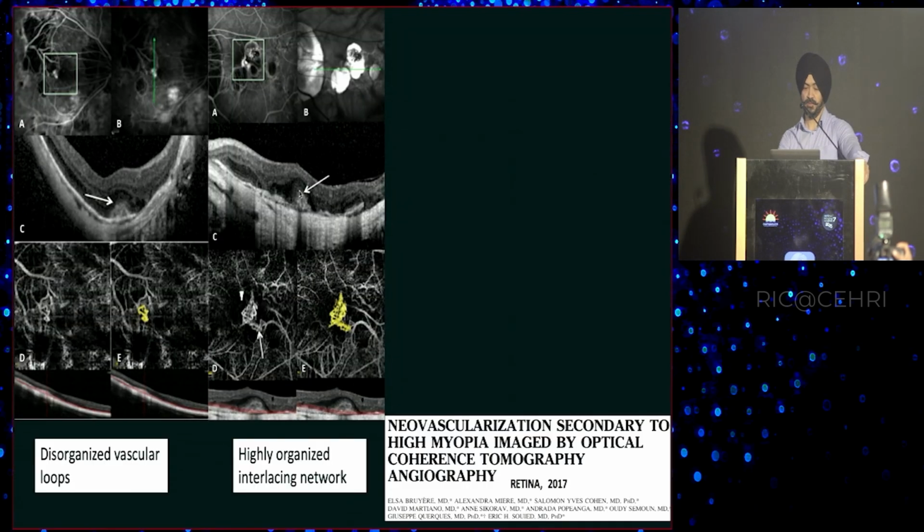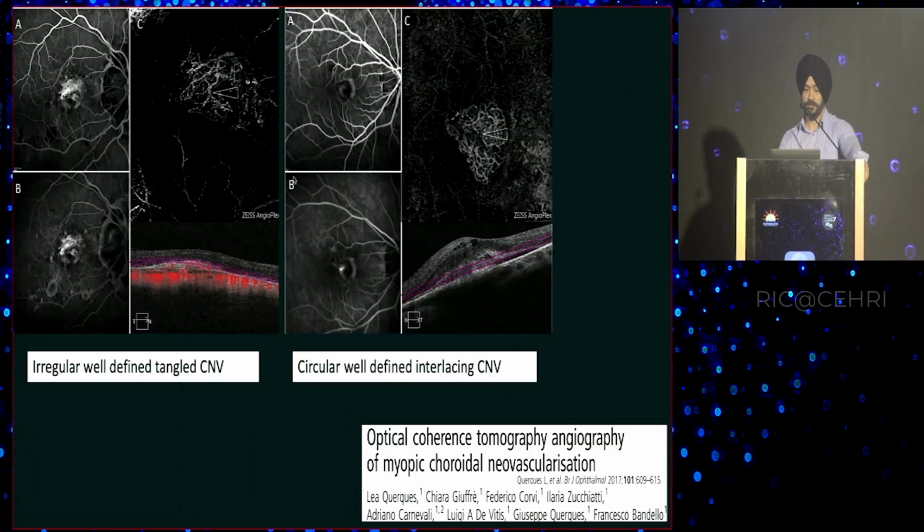This is the paper by Kirk's group. They showed disorganized vascular loops and a highly organized interlacing network. The second has a halo and a core, which helps to say that this is a more active disease as compared to the former, the disorganized vascular loops. They've also described in the same year another paper where they talk about irregular, well-defined tangled CNV, which they say is suggestive of an inactive or regressing disease.